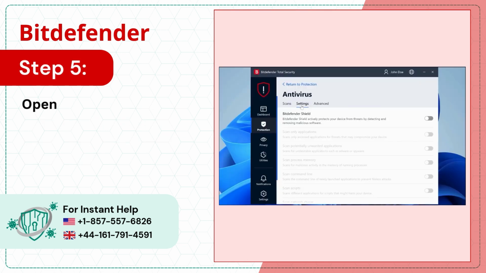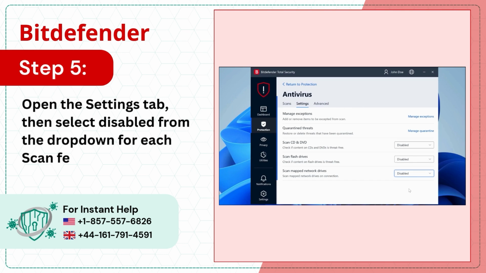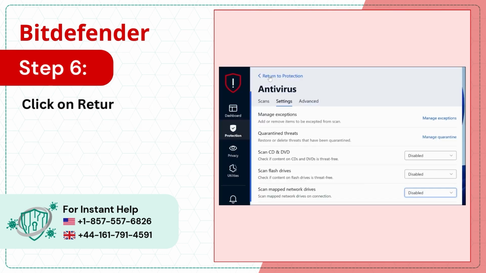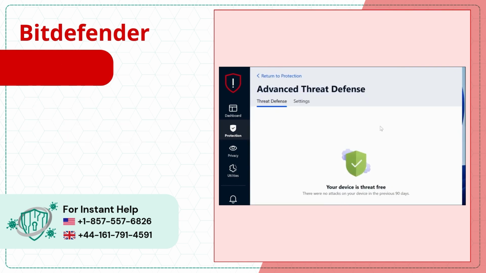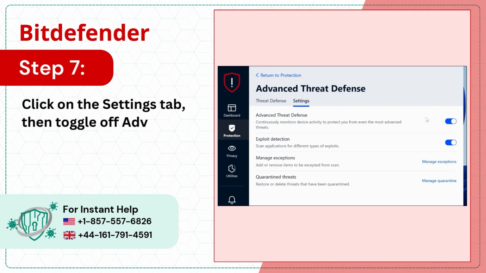Step 5. Open the Settings tab, then select Disabled from the drop-down for each scan feature. Step 6. Click on Return to Protection and open Advanced Threat Defense. Step 7. Click on the Settings tab, then toggle off Advanced Threat Defense.